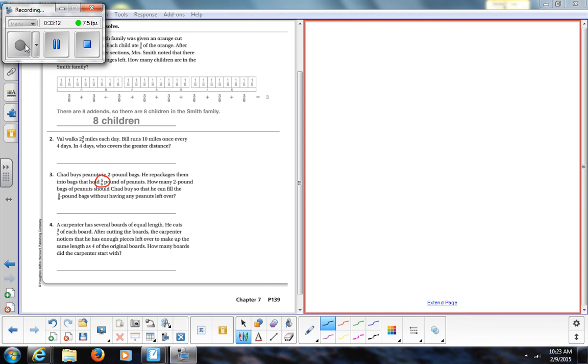It says a carpenter has several boards of equal length. He cuts 3/5 of each board. After cutting the boards, the carpenter notices that he has enough pieces left over to make up the same length as 4 of the original boards. How many boards did the carpenter start with?